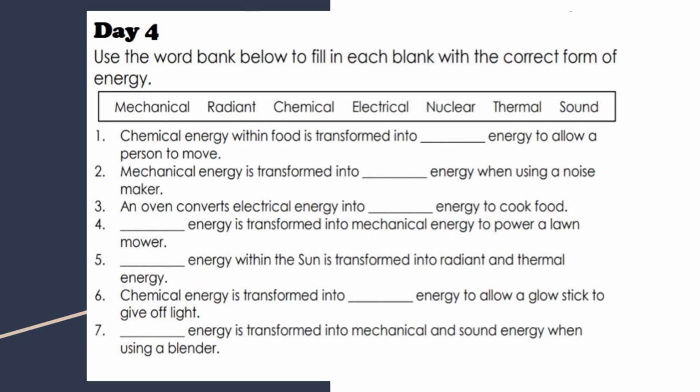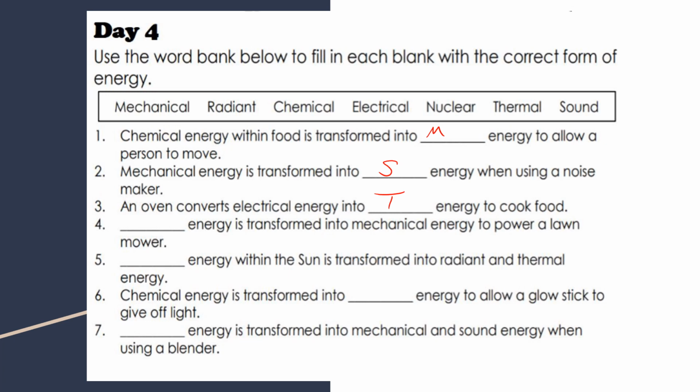All right, chemical energy within food is transformed into blank energy to allow a person to move. That is going to be mechanical. I'm just going to put an M here. Mechanical energy is transformed into blank energy when using a noisemaker. We're going to say sound energy. An oven converts electrical energy into blank energy to cook food. I'll put a T here for thermal. Thermal. And I want you guys to write the whole word out. I just don't have enough space with my pen, but you guys need to write the whole word out here.